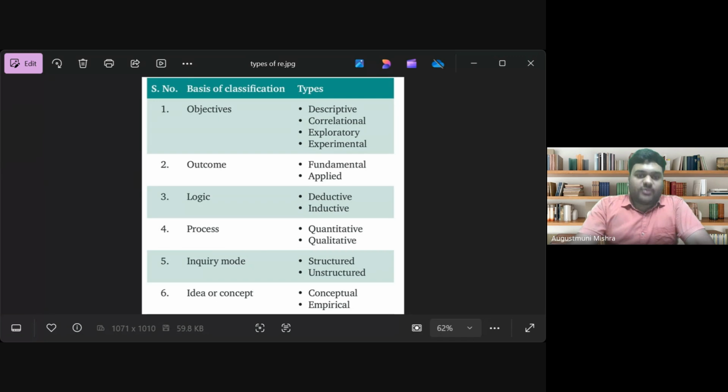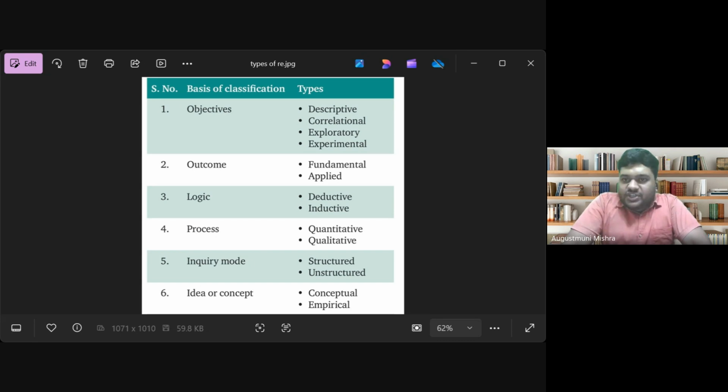Some more limitations I'm going to talk about for descriptive research. There is little possibility of using statistical tools. I was telling you that in descriptive research you can use both qualitative as well as quantitative methods. But yes, there is less possibility of using statistical tools like SPSS, the basic tools which people use to find out the mean, median, mode. So there is very little possibility to use statistical tools in this research.